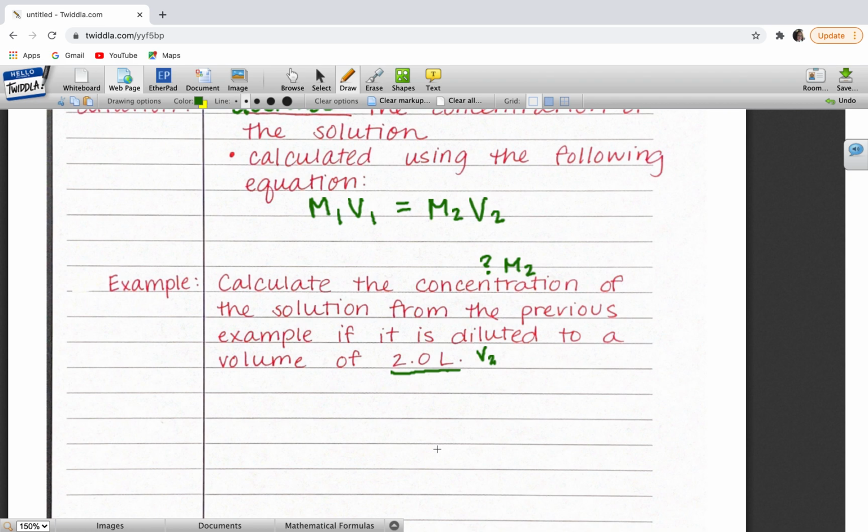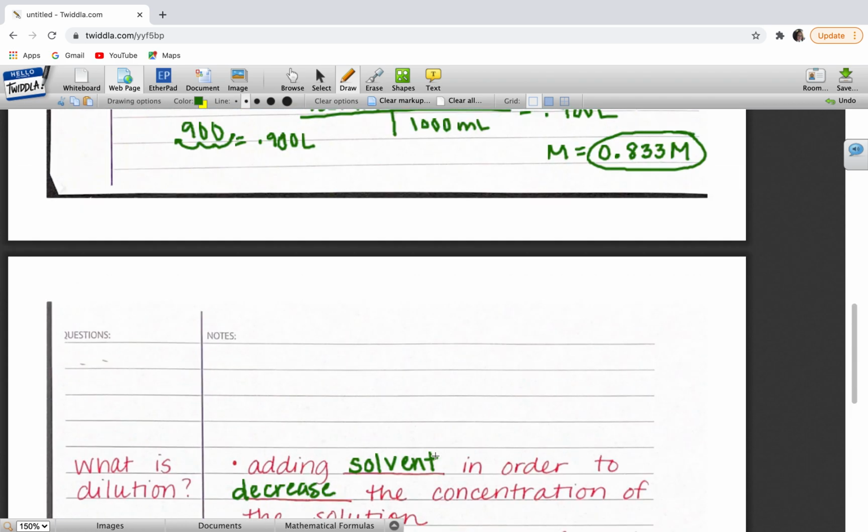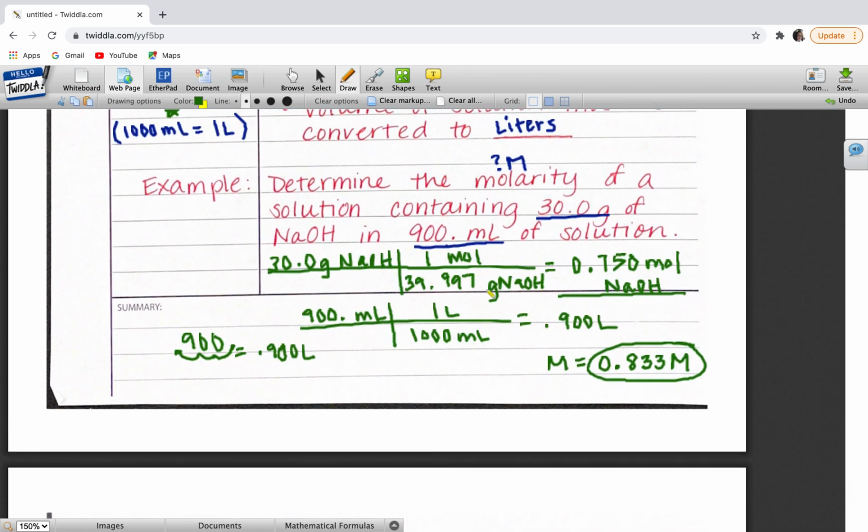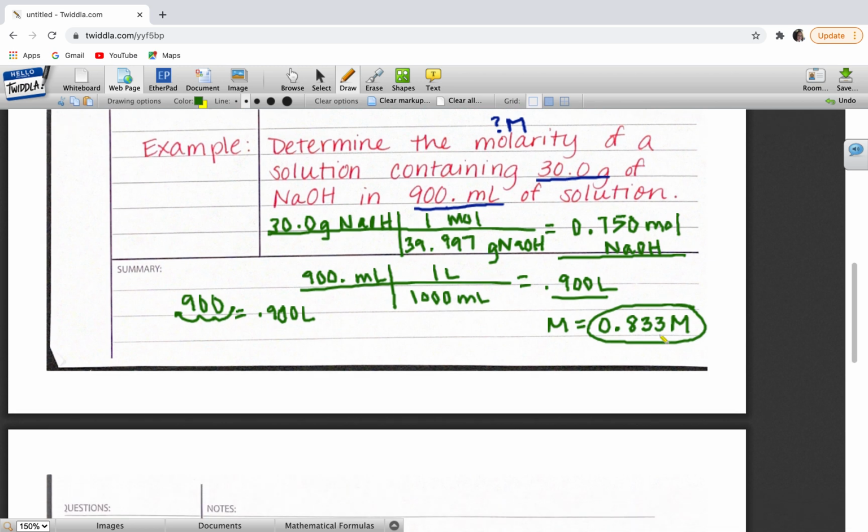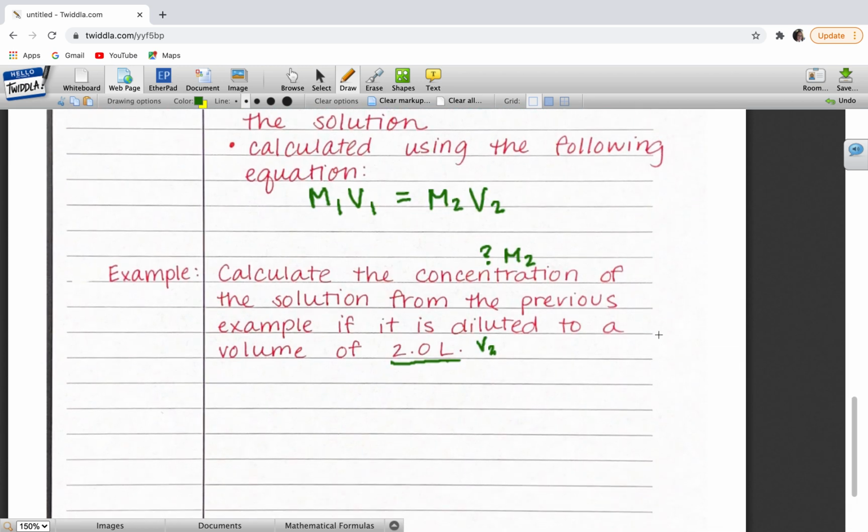Let me go up to the previous example, right? In my previous example, my initial volume was 0.900 liters, right? So that's my initial volume. That's how much of it I have right now. And the initial molarity is 0.833. So let me plug all that into the equation and solve, right?